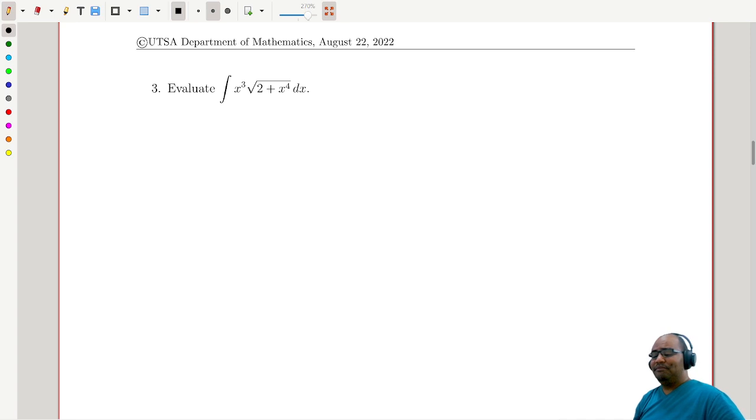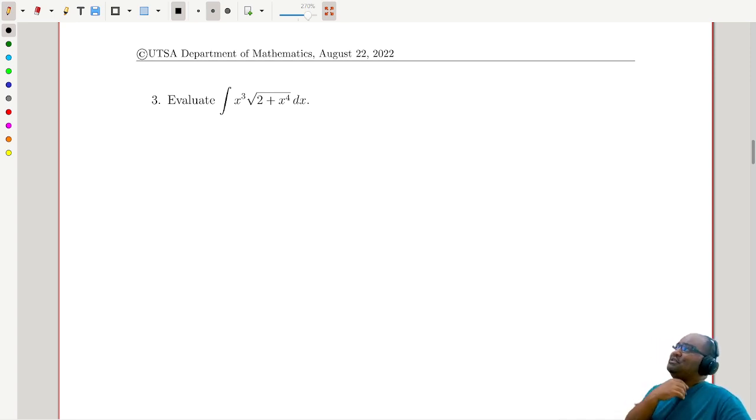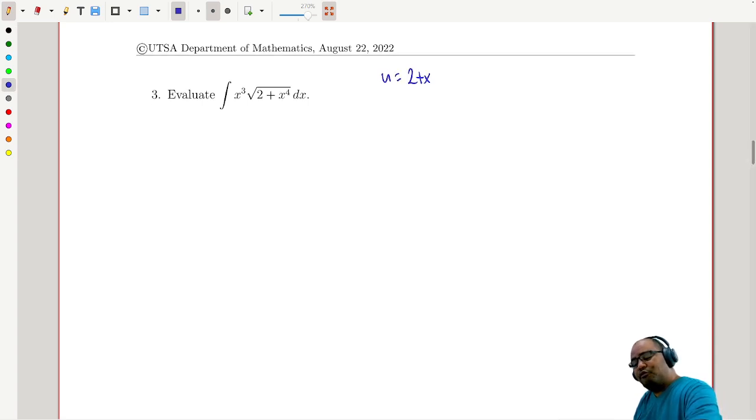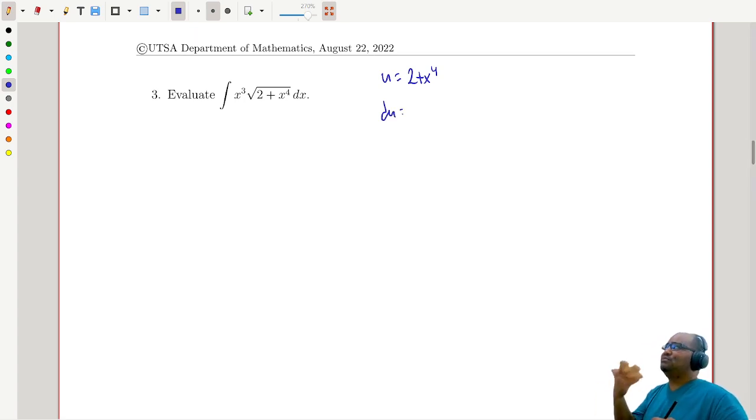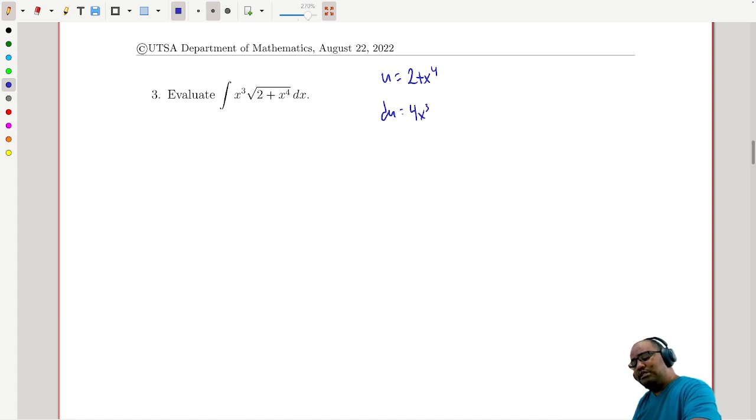Here's another interesting one. Integrate x cubed times the square root of 2 plus x to the 4th dx. Again, we want to look for a function in some form of its derivative. Note that inside the square root, I have a 4th power, and on the outside, I have a cube. So the innermost thing is going to be my substitution. So we're going to have u equals 2 plus x to the 4th. And so when I take the derivative on both sides, I get the differential, du is 4x cubed dx.